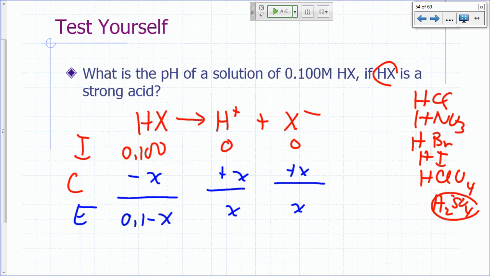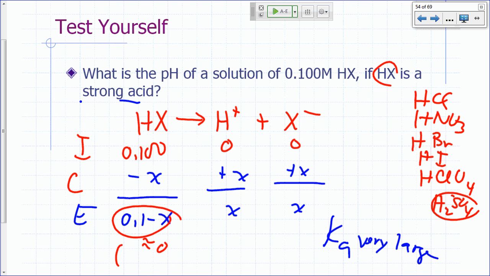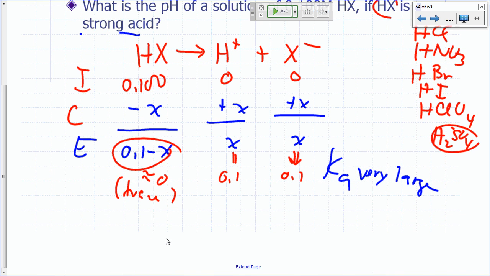Since we know that Ka here, you don't even have to look up the Ka for HX because you know it's a strong acid. It's very large, right? What can we assume then? It's going to go all the way to the product side. So this will be essentially 0. You'll have a trace amount left, right? And so this will be essentially 0.1, and this is going to be 0.1. x is going to be 0.1. So what's our pH then? H plus is going to be equal to 0.100.